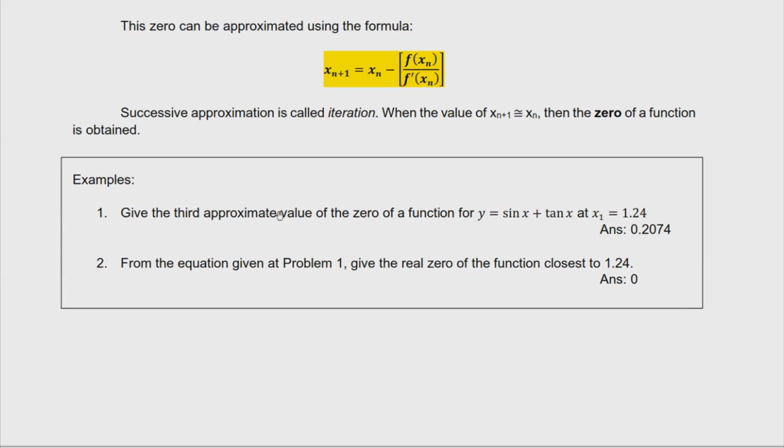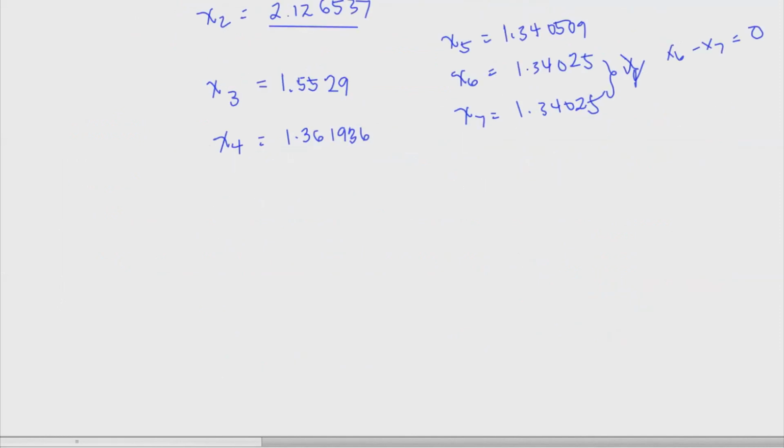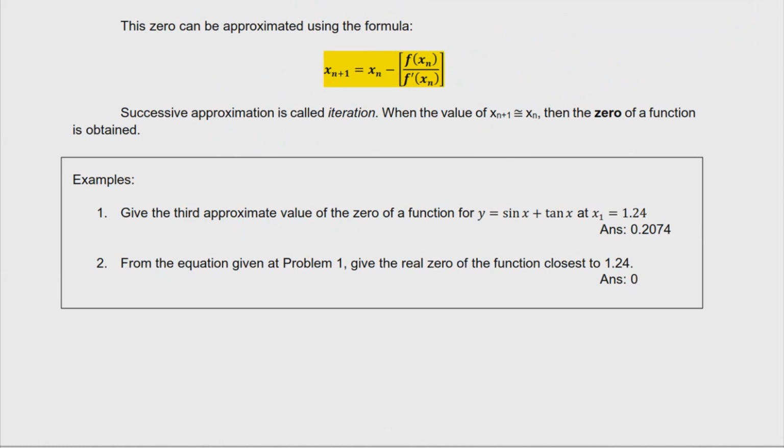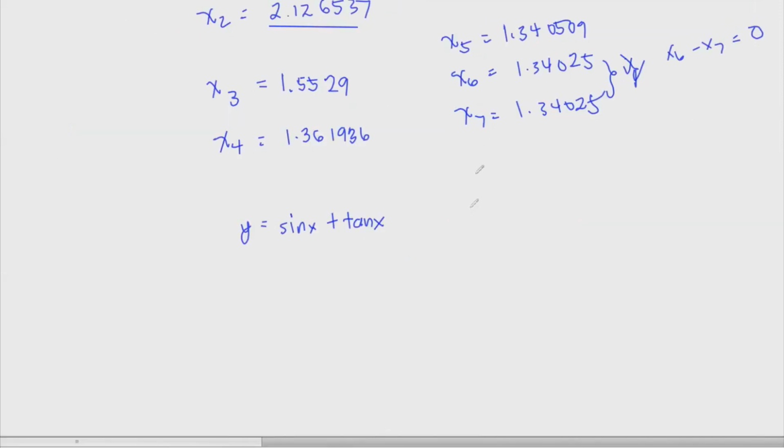Let's try doing this. Give the third approximate value of the zero of the function y equals sine x plus tangent x. The problem would start iterating at x sub 1 equals 1.24. Now you should be very careful with this, because it says here that it is already x sub 1. In that way, this value was actually obtained from the first iteration process.